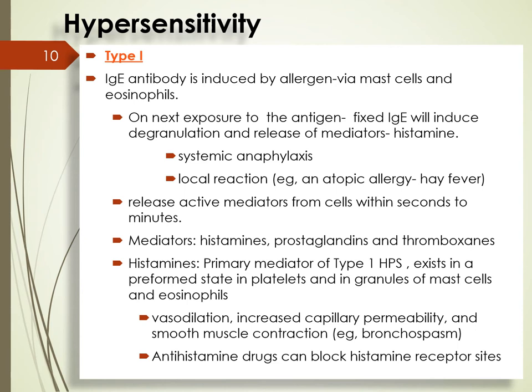And in your type 1, there is release of your activated mediators from cells within seconds to minutes. Of course, again, your primary mediators will be your histamine, followed by your prostaglandins and your thromboxanes. Your histamine is the primary mediator of your type 1 hypersensitivity. It exists in the preformed state in the platelets and in the granules of mast cells and eosinophils. So you just need your IgE to induce the release of your histamine. The systemic effect of your histamine will cause vasodilation, increased capillary permeability, and smooth muscle contraction. That is, if it acts in the respiratory tube, you can have bronchospasms. So the treatment for such reaction would be the use of antihistamine drugs that can block histamine receptor sites.